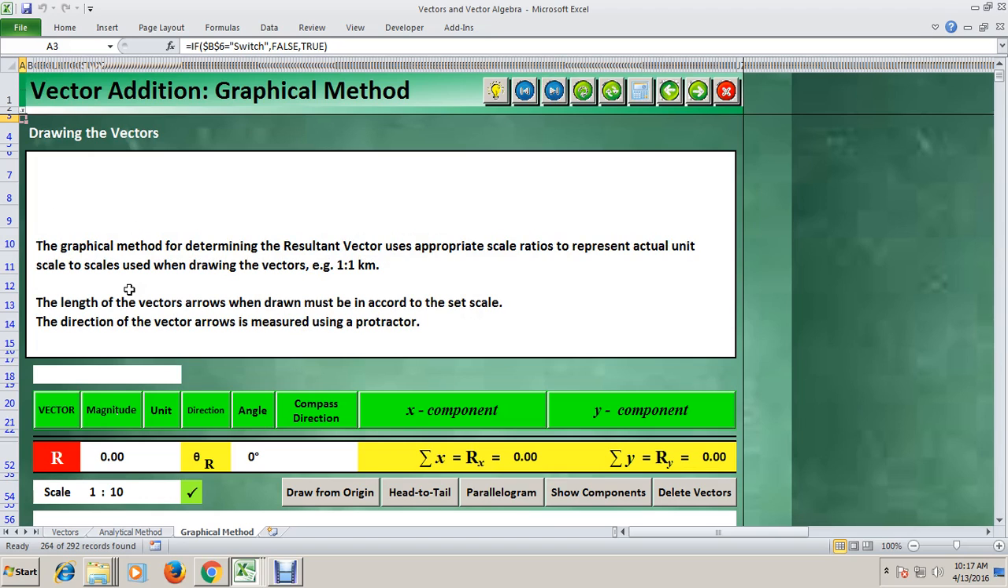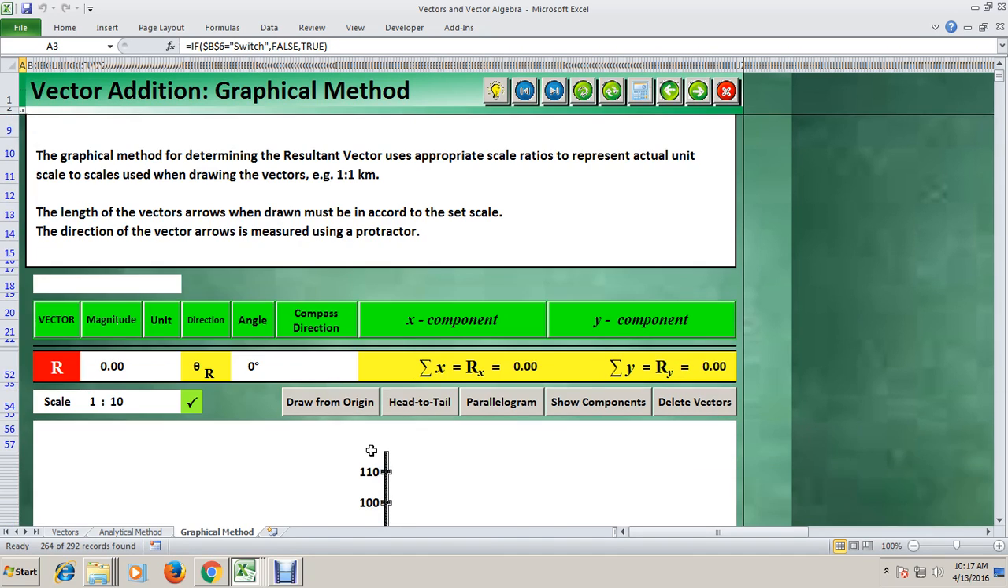Now, drawing vectors. The graphical method for determining the resultant vector uses appropriate scale ratios to represent the actual units of the vectors when drawing them. So for example, when you do your own drawing, you would not actually draw 1 kilometer on your paper. What you need to do is, for example, let 1 unit of measure on your paper represent 1 kilometer. That ratio of 1 unit on your paper to 1 kilometer of your given vector uses the ratio 1:1.